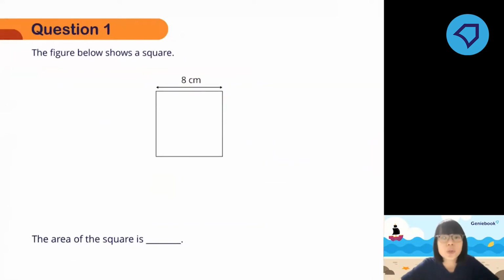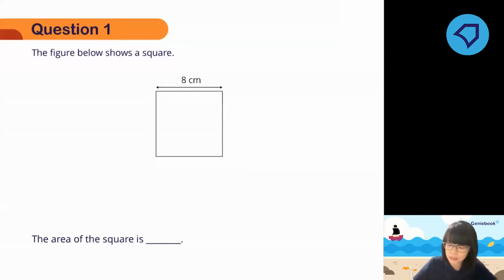All right, guys, so let's give this one a try over here. The figure below shows a square. It has a length of 8 centimeters. Can you tell me what is the area of the square? For those of you who can't see, I think you might need to rejoin the lesson again, please.